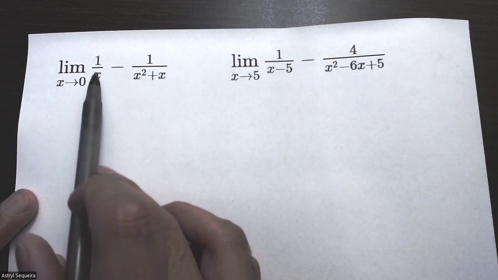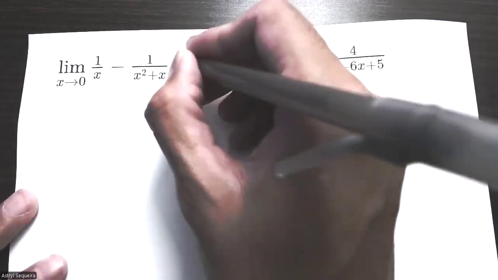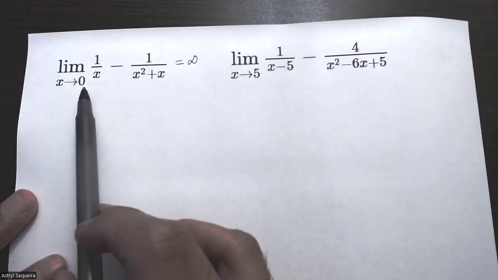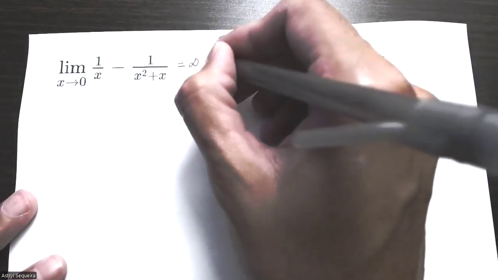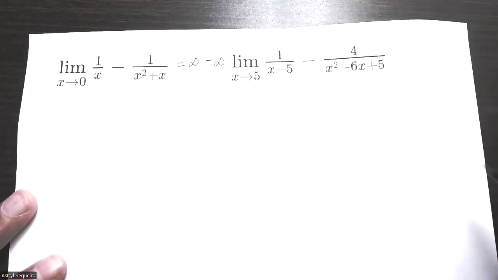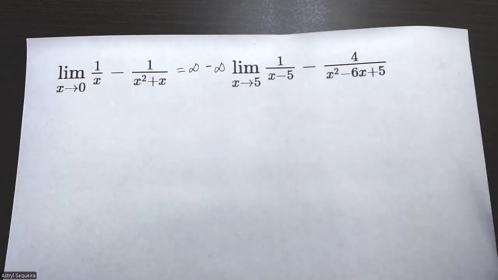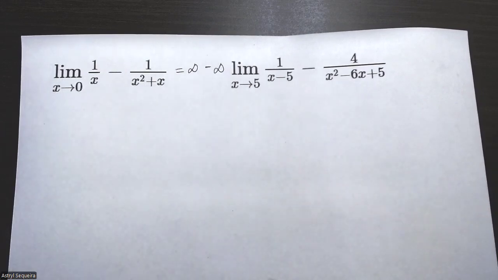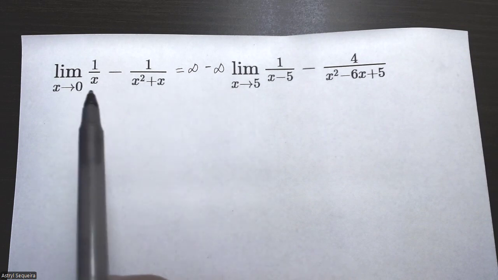If I sub in 0, I have 1 divided by 0, and 1 divided by 0 is infinity. And over here, if I sub in 0, I have again 1 divided by 0, which is infinity. So I have infinity minus infinity, which is an indeterminate case, so you cannot use this as a solution. Means we have to simplify this. In order to simplify this, we must make a common denominator.